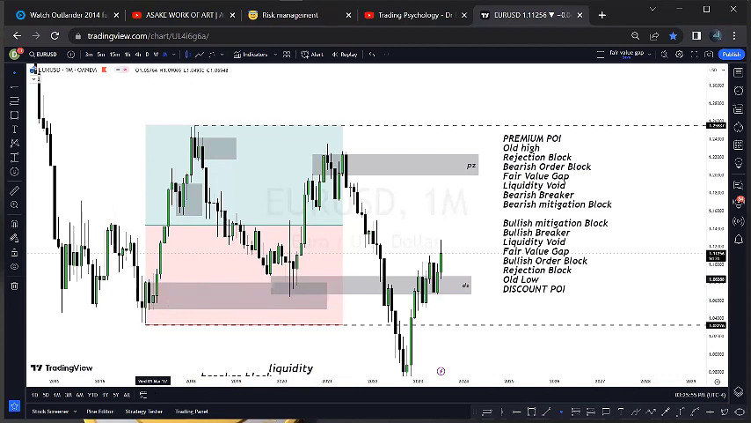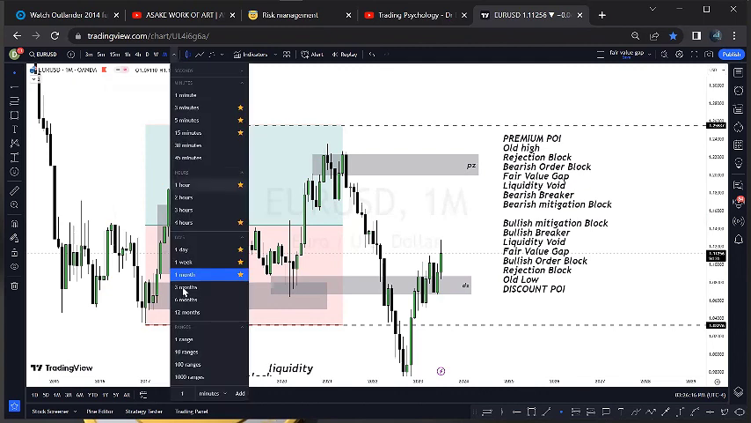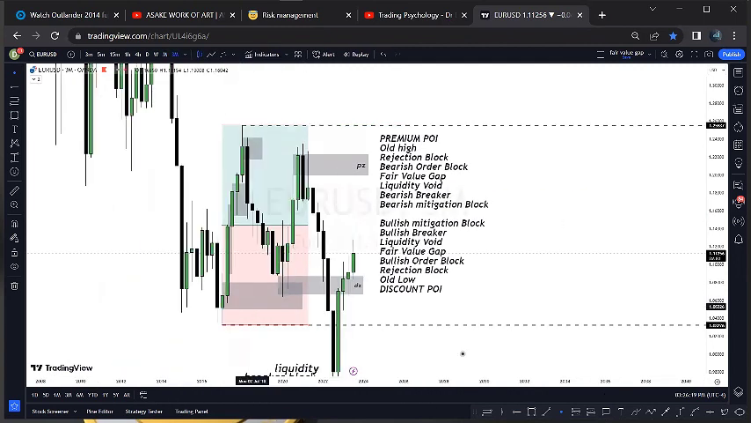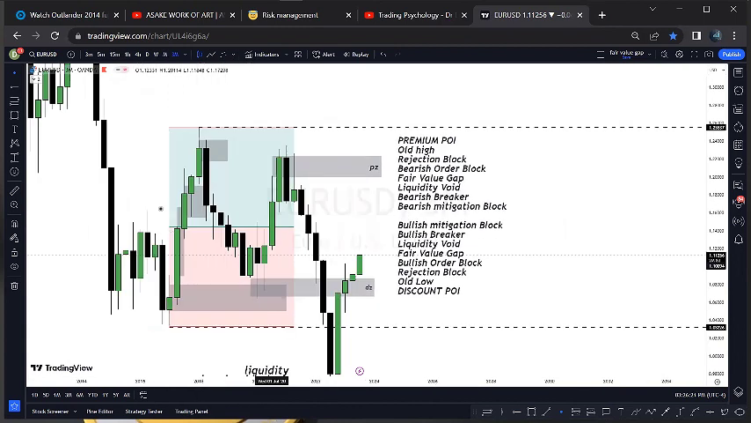Now, you should also note that in this zone, we have a fair value gap. We have this fair value gap here. So all of them can be regarded as liquidity void, because if you go higher, let's see on 3 months. Good. So you see, if you go higher, this is just one candle. From here to here is one candle.